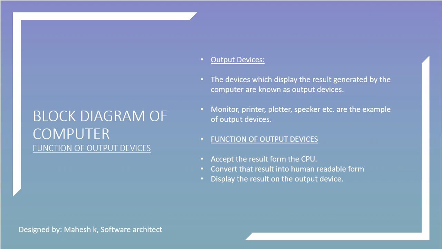Understand what is an output device. The devices which display the result generated by the computer are known as output devices. For example, if I am writing anything from the computer keyboard, the monitor screen is the output device. There you can see what I am typing, which word I am typing, so I can easily see that. That is called an output device. So monitor, printer, plotter, speaker, these are examples of output devices.